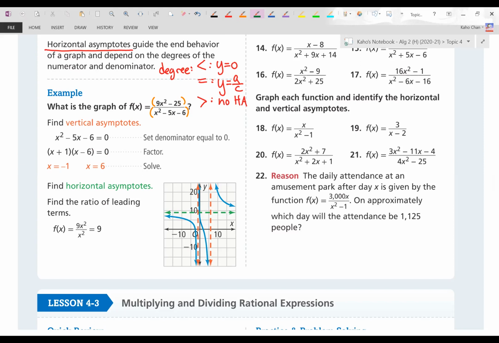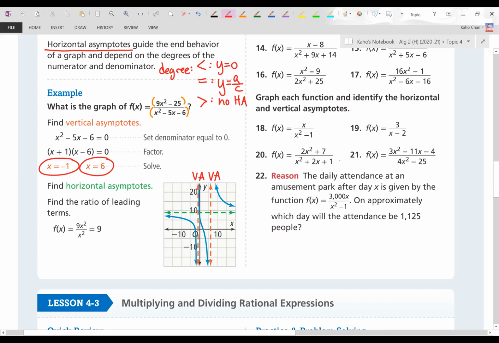So they went ahead and took the denominator and found the vertical asymptotes by setting it equal to 0, as they show you right here. And when they solved it, they got two answers, x equals -1 and x equals 6. So on the graph itself, we do have a vertical asymptote here at -1, and it's kind of hard to see with the picture, and another vertical asymptote at +6. That helps guide the graph.